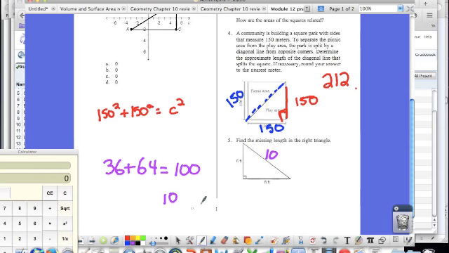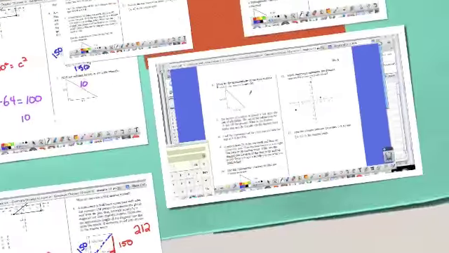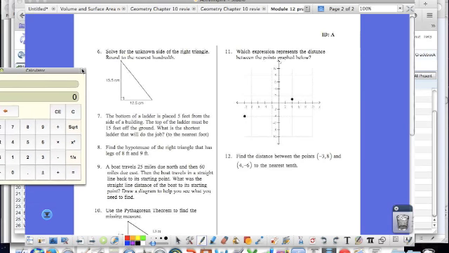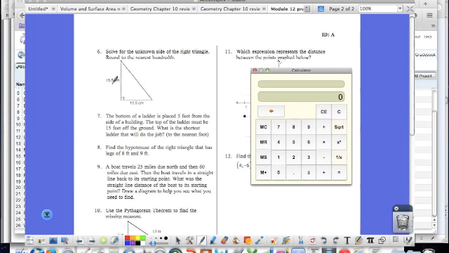Next was to solve the unknown side length of the right triangle. Once again, what are we finding? Hypotenuse. I can't read that well, I don't have my glasses. What does this say? 15.5. 15.5 squared is 240.25, right?